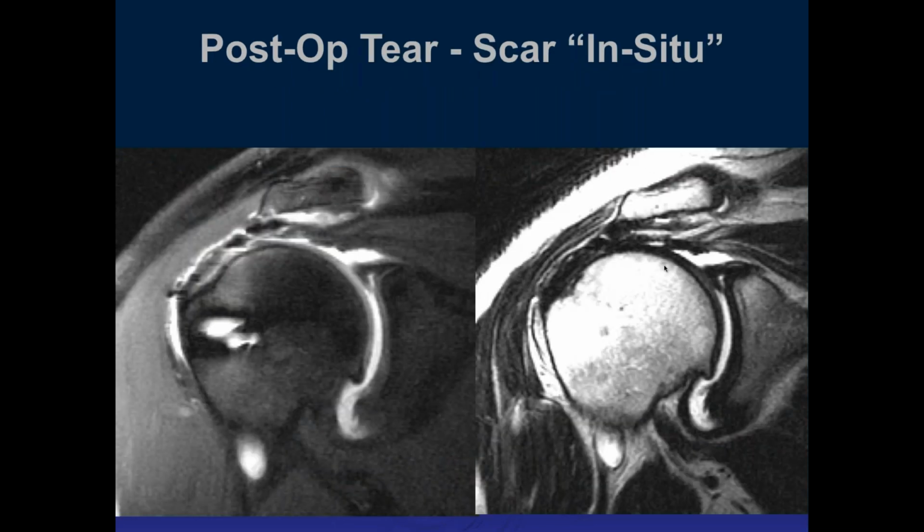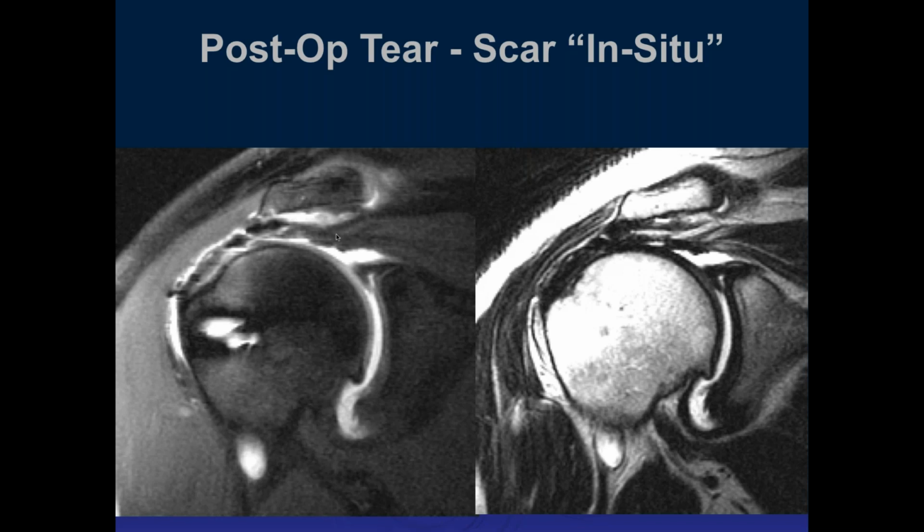We can see that there's proximal retraction of the musculotendinous junction. It's nice and dark all along here, but this is actually a tear with scar in situ. So this is not an intact surgical construct. What will often happen with these is that they'll tear, they'll start to retract, then you'll get scar tissue forming. It'll tear a little bit more and retract more.